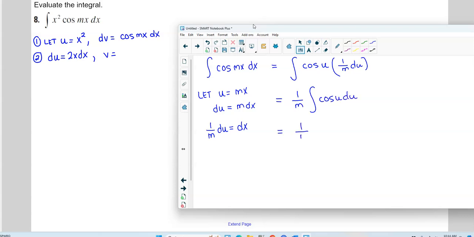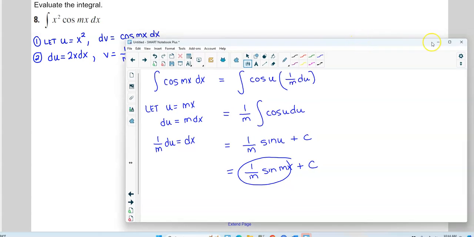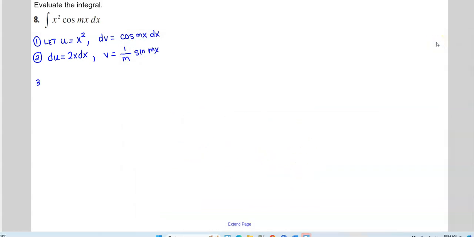So what is the antiderivative of the cosine of u? Well, the antiderivative of the cosine of u is going to be the sine of u plus c. So we have 1 over m times the sine of mx plus c, and therefore there is our antiderivative. So v is going to equal 1 over m times the sine of mx. Alright, now let's go ahead and rewrite the original problem.